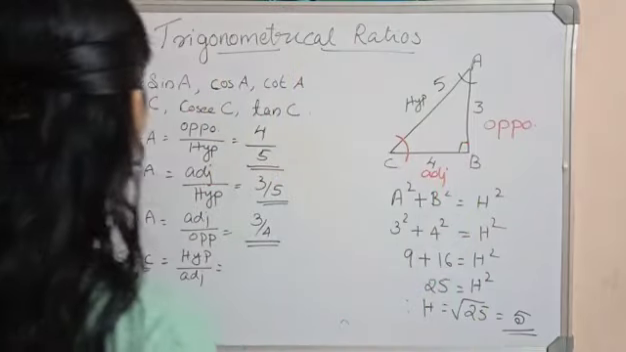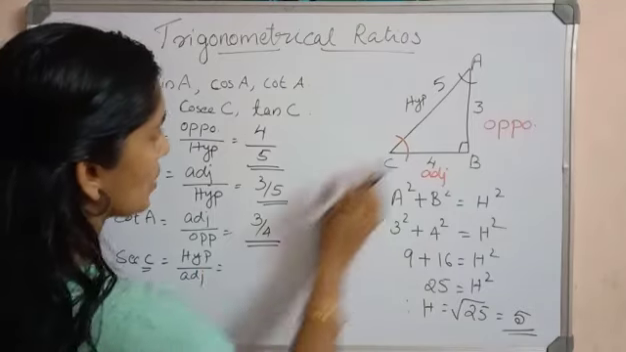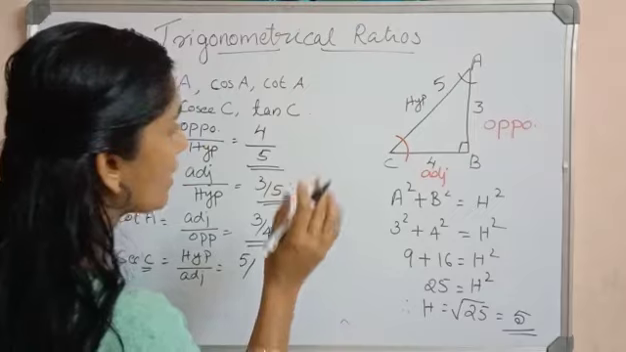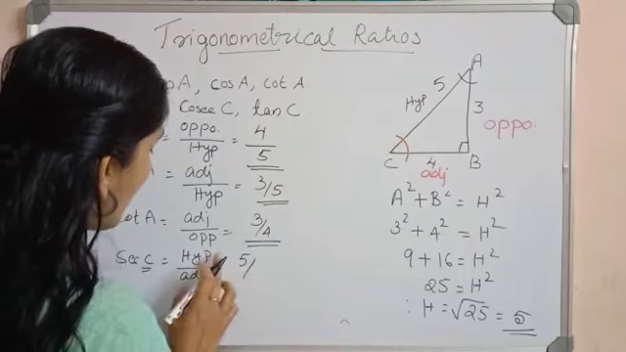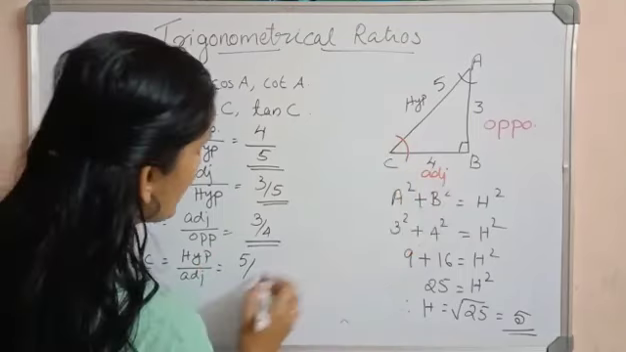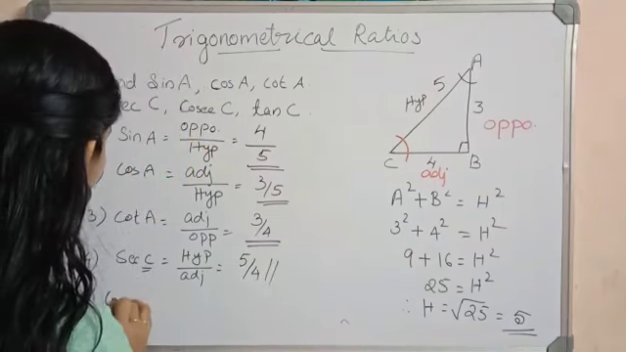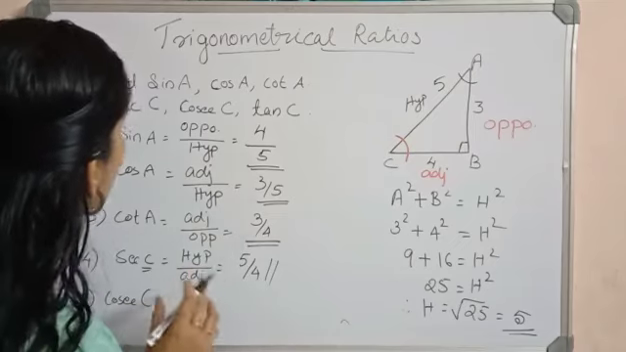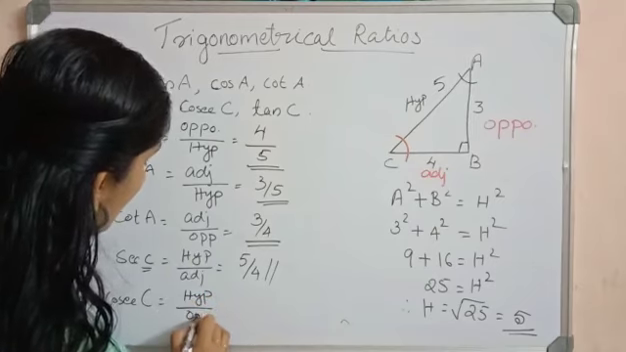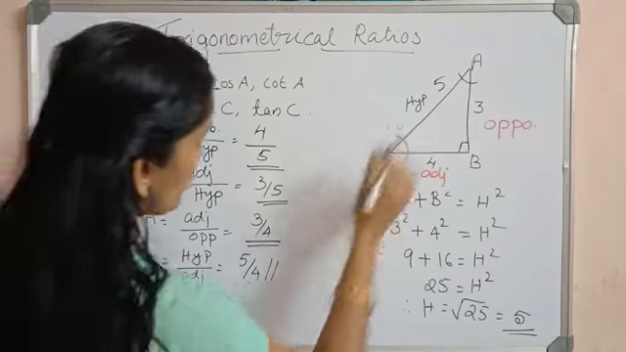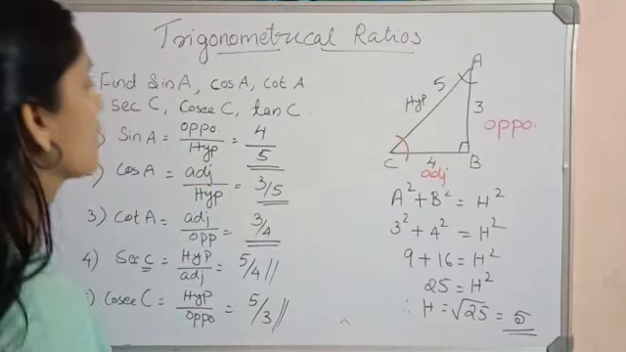Now let's write the ratio. Sec C is equal to hypotenuse by adjacent side. Hypotenuse is 5. I have told you that remains same always since it is the longest side and it is opposite to 90 degree. Here the adjacent side is 4. So that is 5 by 4. The next one is cosec C. As per the ratio, cosec C is equal to hypotenuse by opposite side. So the hypotenuse is 5 by the opposite side is 3. So 5 by 3 is the value.